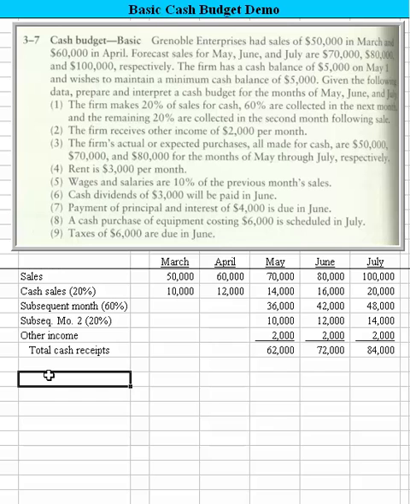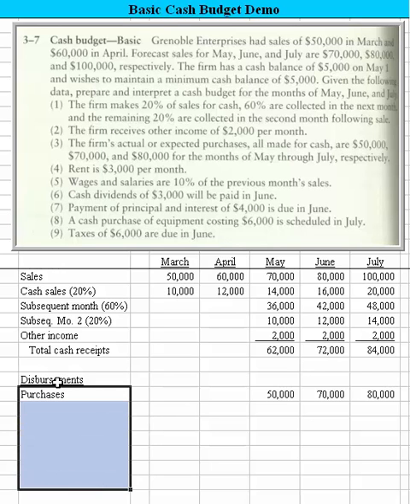The firm's actual or expected purchases, all made for cash, are 50, 70, and 80 for the months of May through July. Okay, let's just jot those down: 50,000, 70,000, and 80,000. And these are purchases, right? And what are we dealing with now? We're dealing with our cash disbursements. So perhaps we could insert a row and label this as disbursements. It isn't necessary that you do that, but it might make this a little bit easier to read.